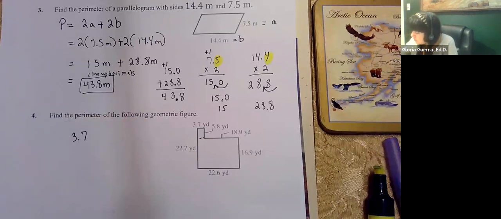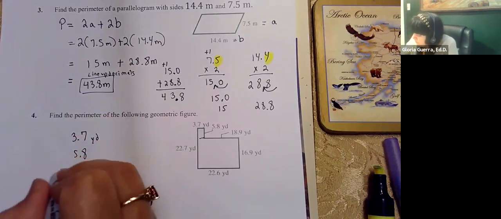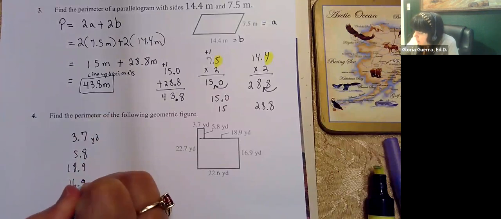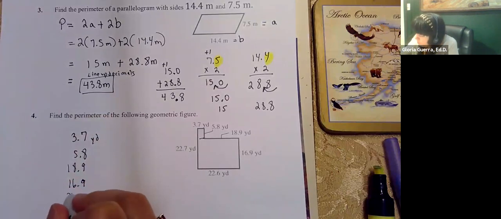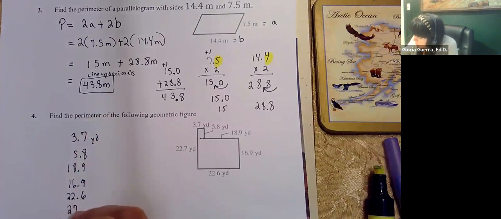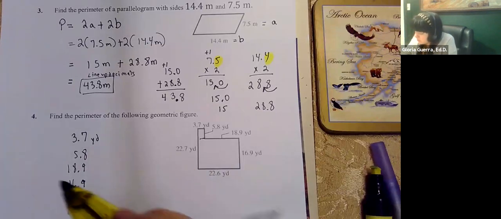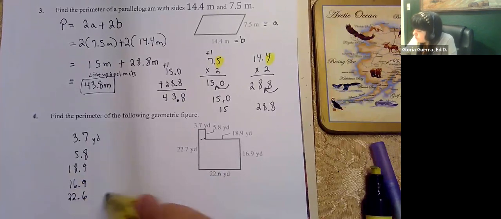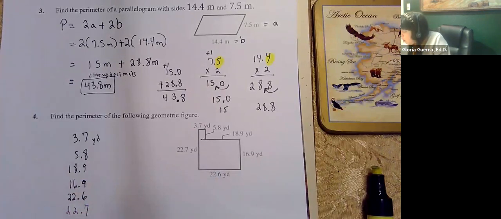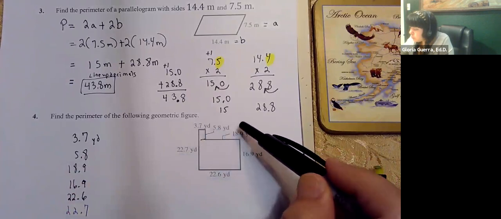So 3.7 yards, 18.9, 16.9, 22.6, 22.7. You should just go around and add, make sure you're not missing any. 1, 2, 3, 4, 5, 6.